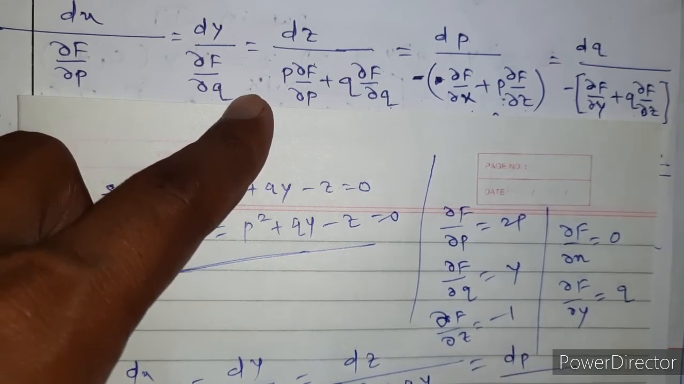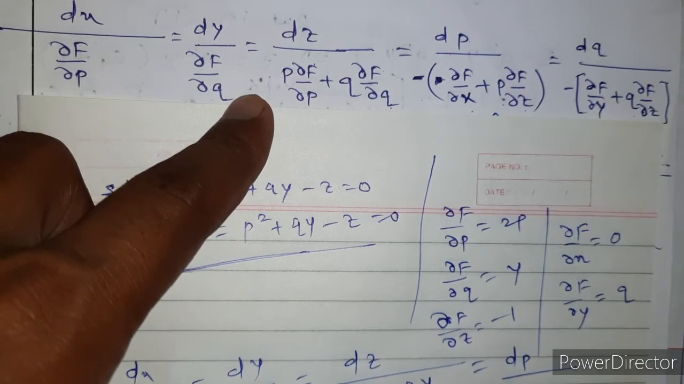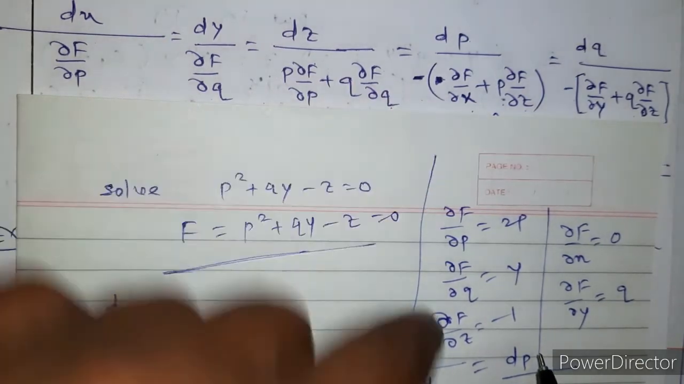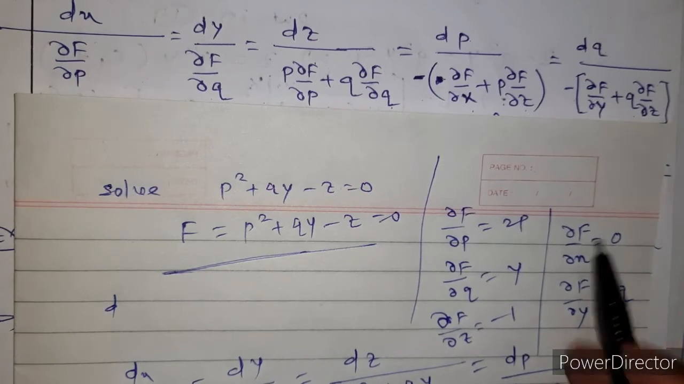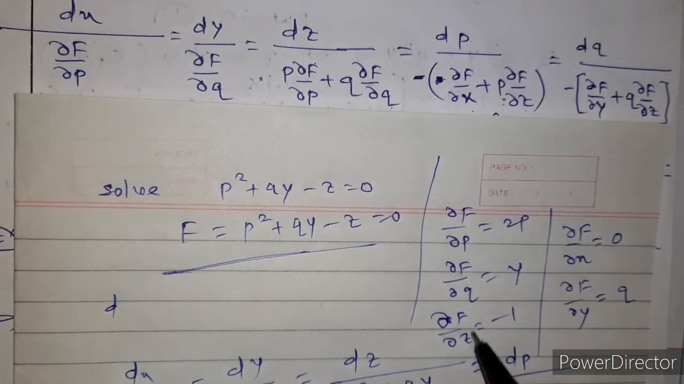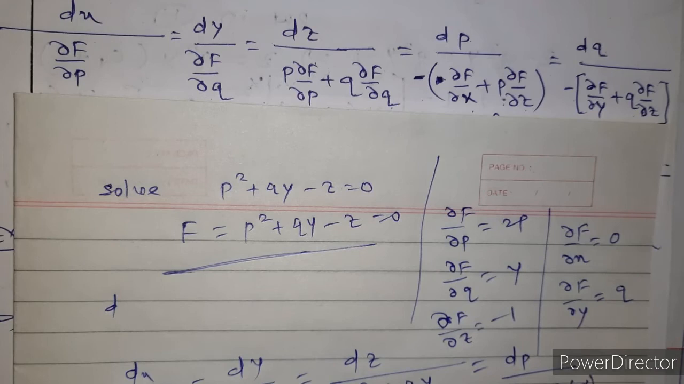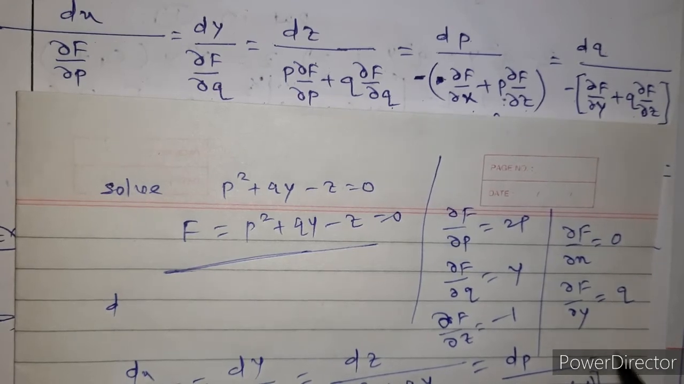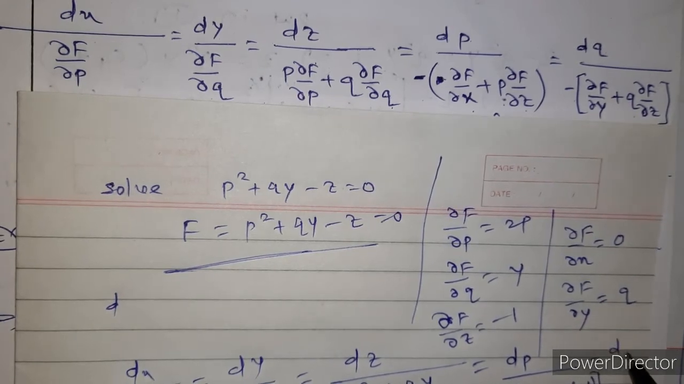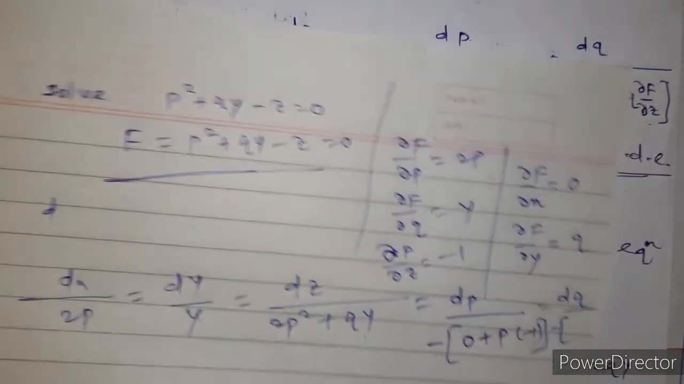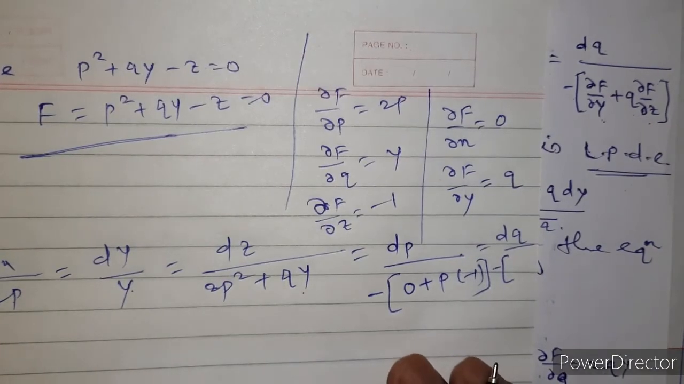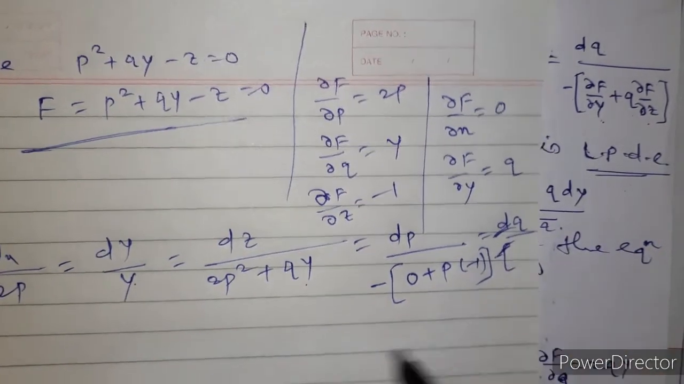Is equal to, this is important, dp upon minus, always give first minus sign, ∂f/∂x. What is ∂f/∂x? 0 plus p into ∂f/∂z. What is ∂f/∂z? Minus 1. Correct? Is equal to dq upon minus again. Yes? Are you able to see? Or shall I write it at the bottom? It's good, I think.